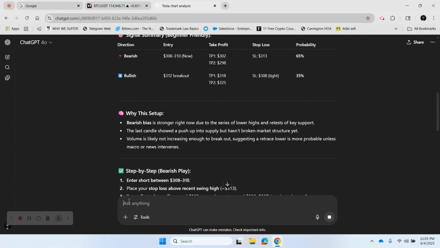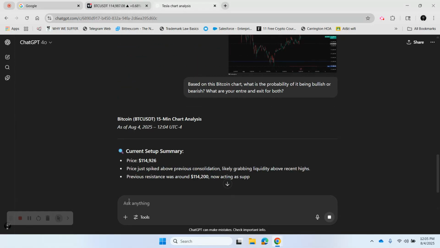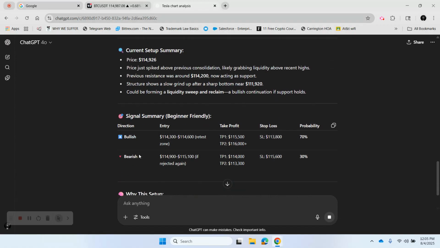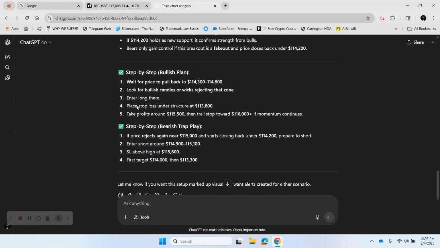Now you notice that I do both, and then I ask for the probability, because whatever the highest probability, that's where I want to go. Anything around 60% and above, I definitely want to look at. Now this is a 70% probability. Down here it gave you the TP and stop loss, 70% and 30%. So I'll be looking for bullish setups. That's it. And they give you why this setup, and they give you the step by step.